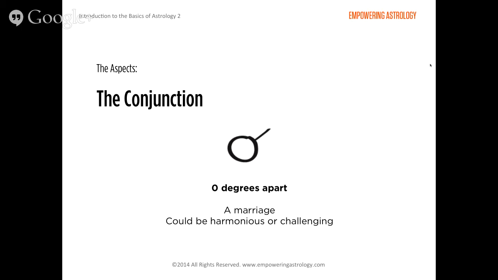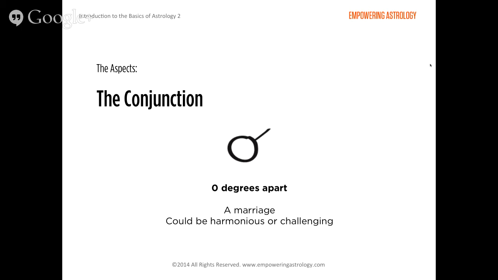So imagine that circle, and imagine two planets on that circle, and they're right up against each other. So they're fused. The conjunction is like a marriage. It's two planets that you can't separate. They are both working in tandem. A conjunction, it really depends on the planets. It can be harmonious or challenging.